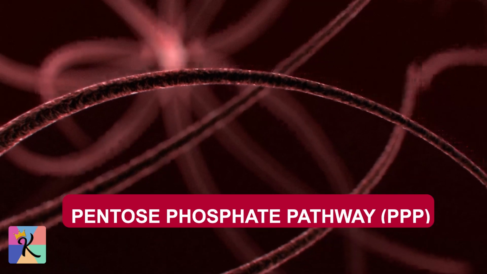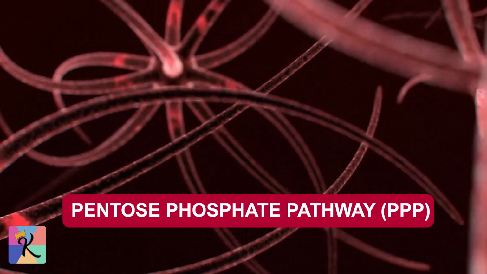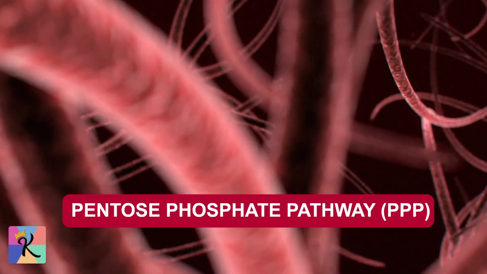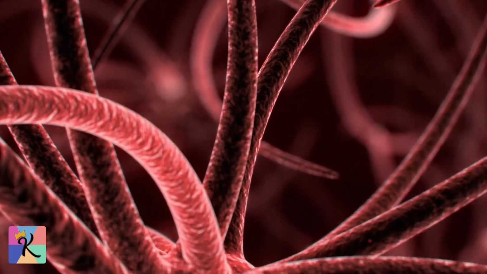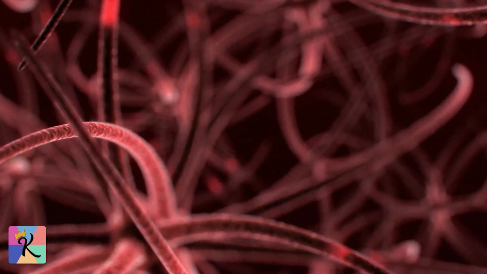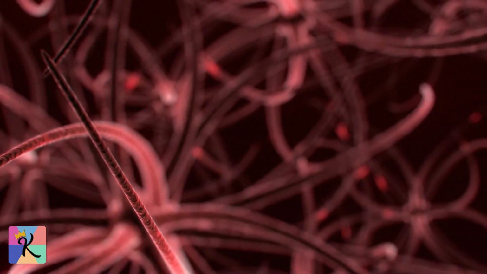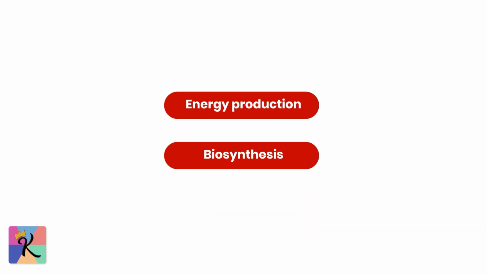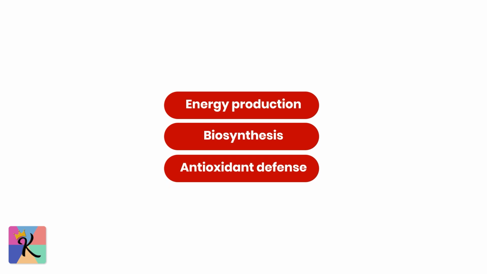Alright, so today we're exploring the pentose phosphate pathway, or PPP, a critical yet often overlooked part of cellular metabolism. The PPP is deeply intertwined with glycolysis, allowing cells to adapt dynamically to changing needs, whether they're focused on energy production, biosynthesis, or antioxidant defense.